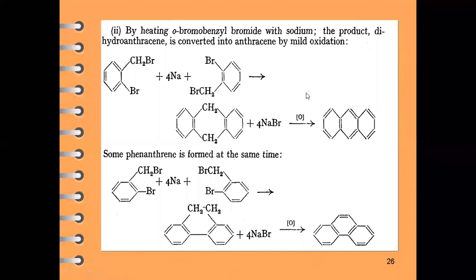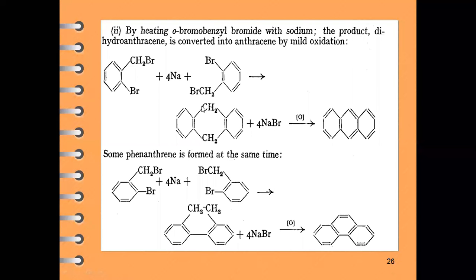So this is the second method for the synthesis as well as structure confirmation of anthracene. How? By using orthobromobenzyl bromide with sodium. When we react these with sodium, two molecules of orthobromobenzyl bromide, like our first method, will condense in the presence of sodium.